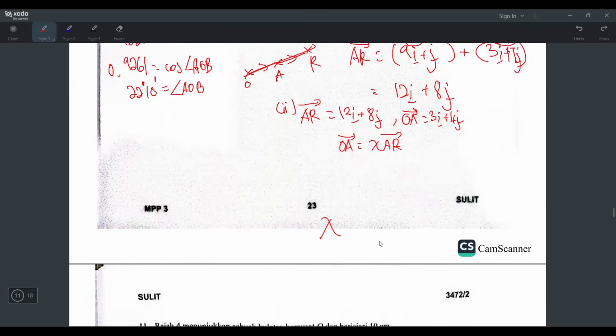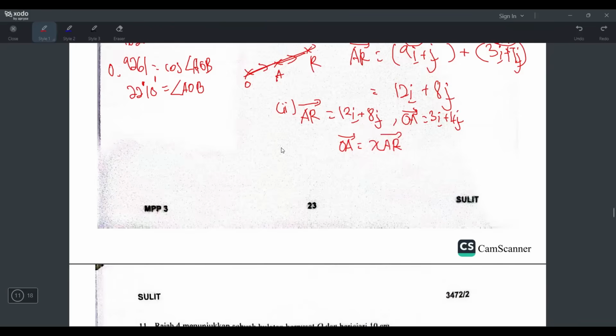value. If the lambda value for both sides, because later you will substitute the OA vector or AR vector, and then you can compare. After you compare, if the lambda answer on both sides is the same, then we say that it's parallel. But if your lambda answer is not the same for both sides, then it's not parallel. And if it's not parallel, it means your OA and AR are facing different directions. Different direction means they are not collinear. Not parallel means not collinear. Okay, so that's the steps.